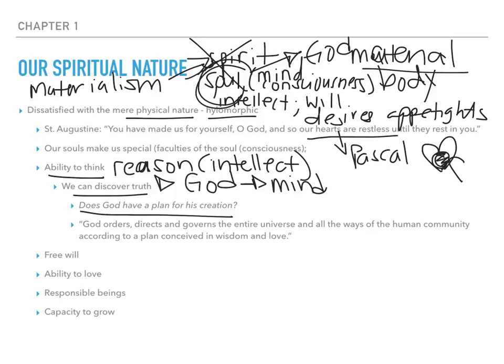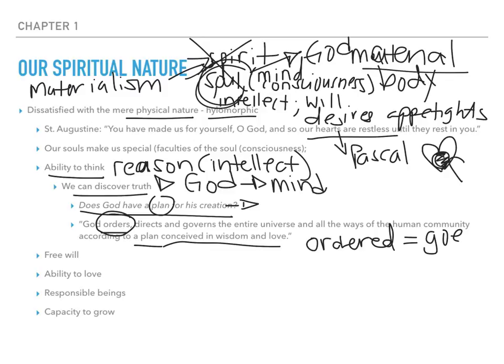Because if God has a plan, then that means that we need to know what it is and act in accordance with it. So this is a quote from your book. God orders, directs, and governs the entire universe and all the ways of the human community according to a plan conceived in his wisdom and love. This word orders is important. When we say something is ordered, we use this term in Catholic morality a lot. When we say something is ordered, that means it goes with the plan.